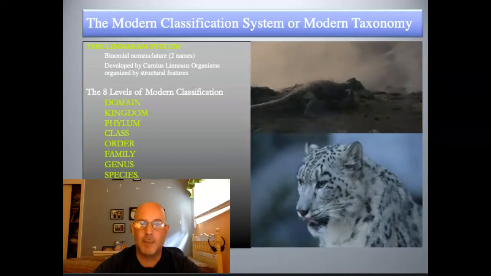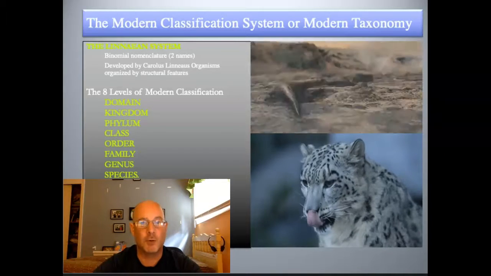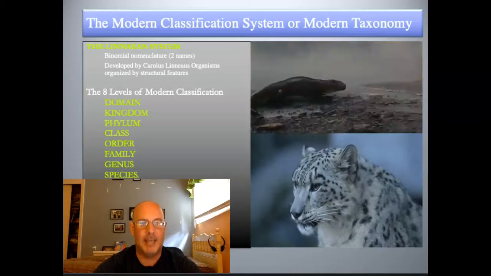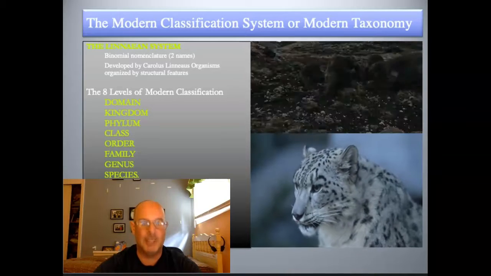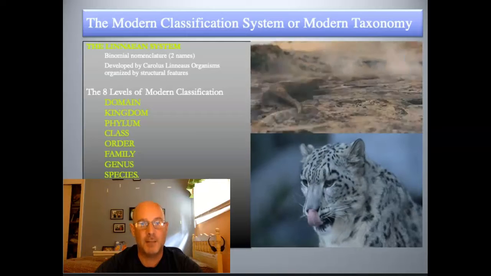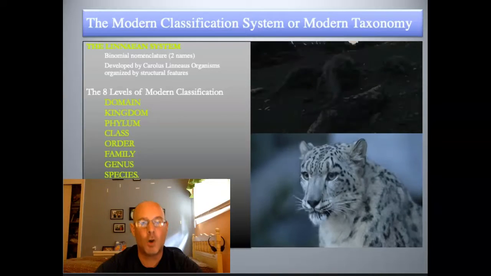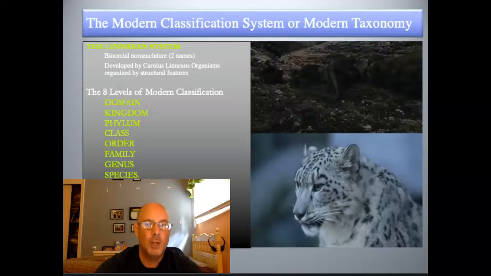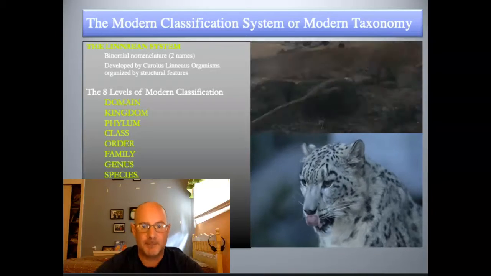An easy way to remember these categories, look at the first letter of each one of these. And you see a D, a K, a P, a C, O, F, G, S. A great way to remember this is, did King Philip come over for good soup? And that goes from the most general to the most specific.